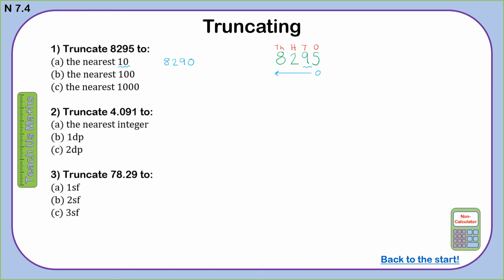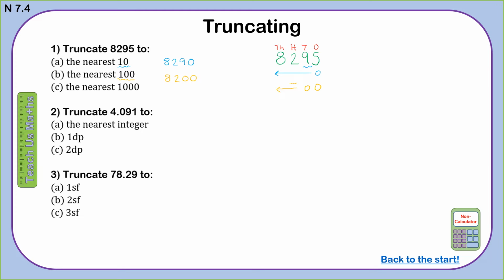Part B, we need to truncate to the nearest 100. So we look in the hundreds column. The number in this column and everything to the left stays the same. Everything else goes to a 0. So when we truncate 8,295 to the nearest 100, we get 8,200. Notice how the 9 in the tens column doesn't have any effect on the 2 in the hundreds column.